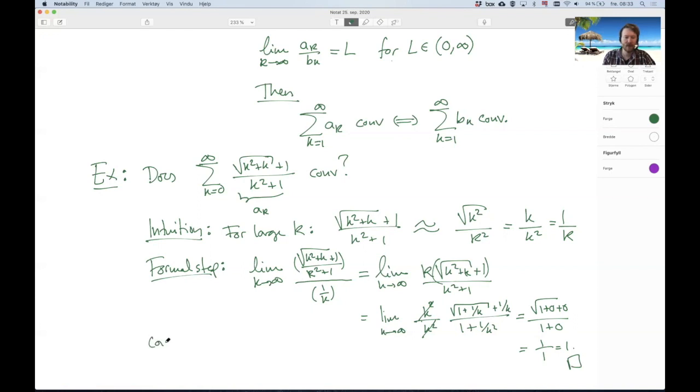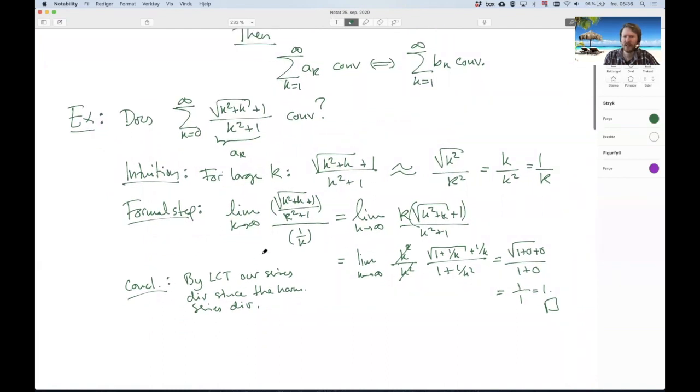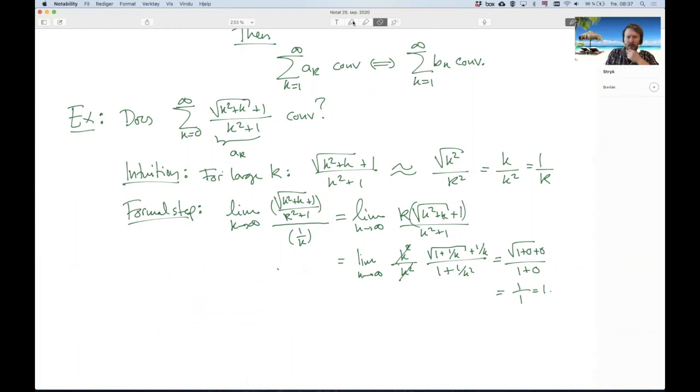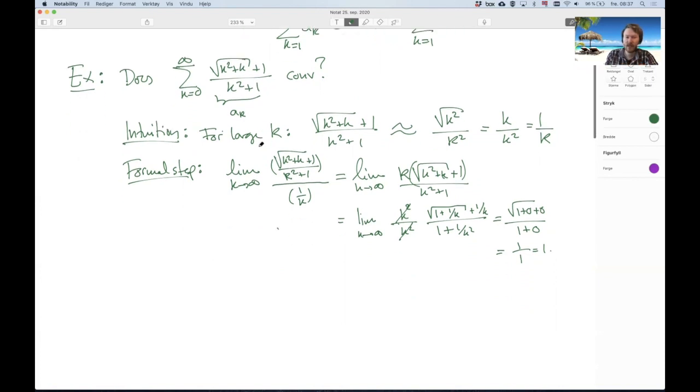And I guess if you want to write a conclusion here: by limit comparison test, our series diverges since the harmonic series diverges. But what if we didn't have the limit comparison test? So let's take away this, and let's say that we made this computation here. So we know now that this limit here is equal to 1. How can we use the knowledge of this limit to conclude that this behaves in the same way as the harmonic series?